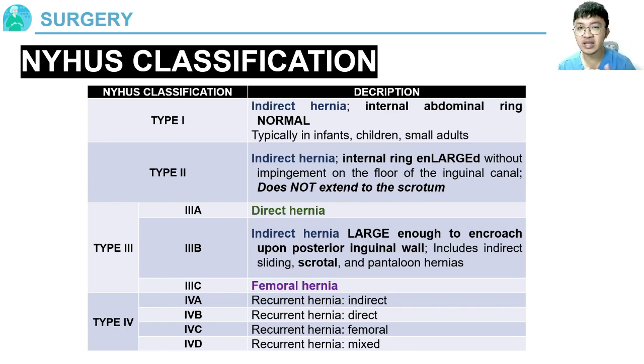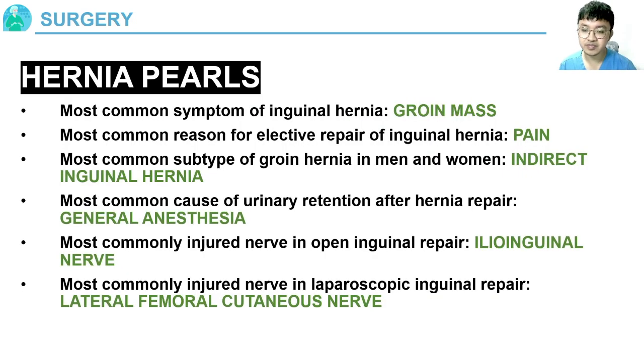So again, 1, indirect, normal ring. 2, indirect, large ring, no scrotal involvement. 3A is direct. 3B is indirect, large ring, involvement of scrotum. And 3C is femoral hernia. 4 is your recurrent hernia.